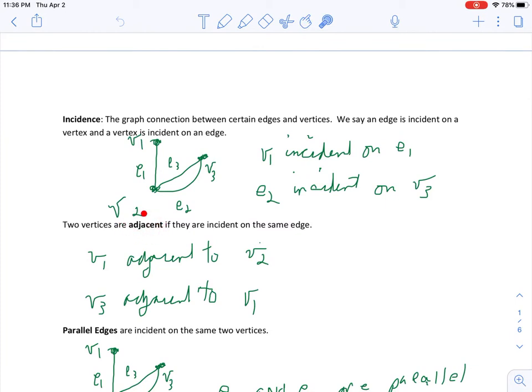The next definition is what it means to be adjacent. We say two vertices are adjacent if they're incident on the same edge. So what does that mean? That means two vertices are adjacent if there's an edge between them. So if I look at V1 and V2, there's one edge that connects them. That makes V1 adjacent to V2. You might also see that V3 is adjacent to V2.